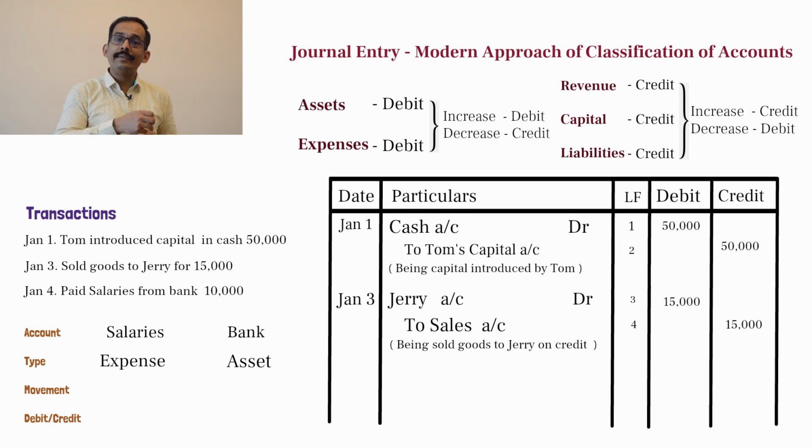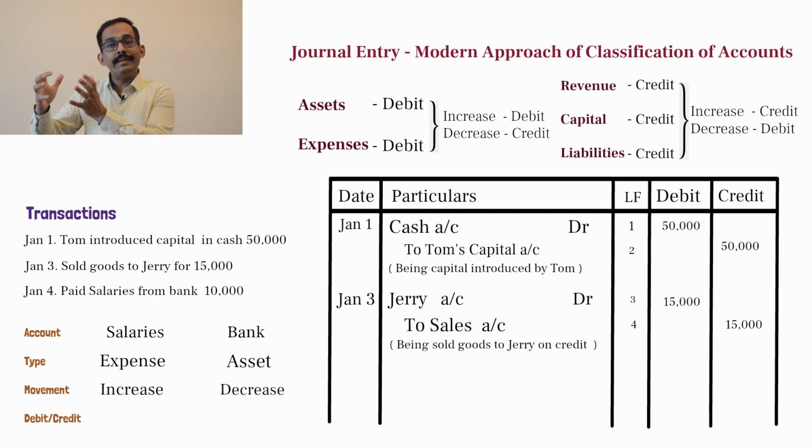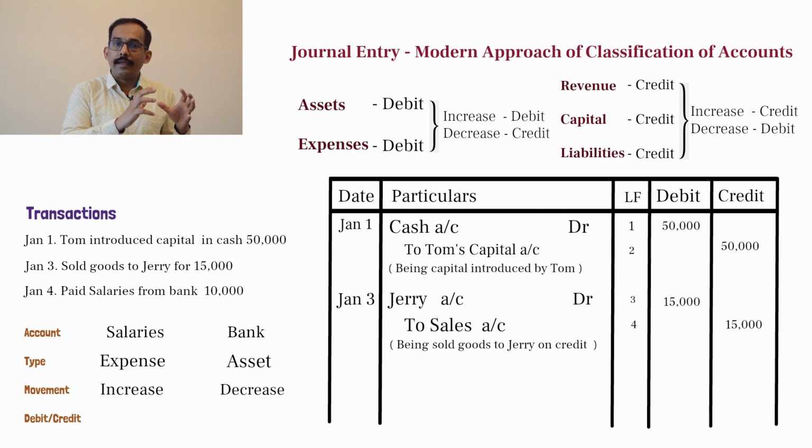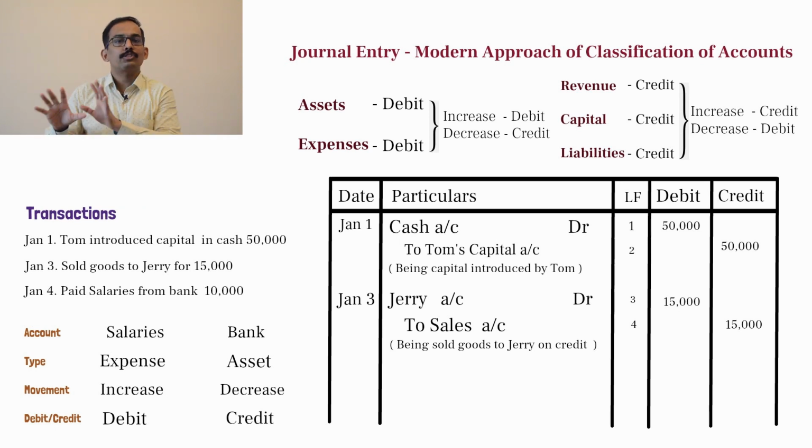Here there is an increase in the salaries that we have incurred and there is a decrease in the bank account. So expense being a debit nature account, the increase has to be debited, and asset being a debit account, a decrease in the asset has to be credited. So your entry will be salaries account debit to bank.